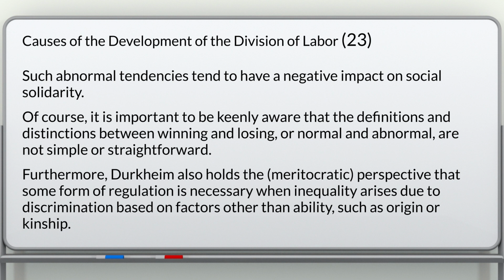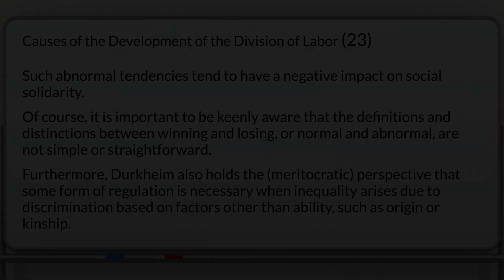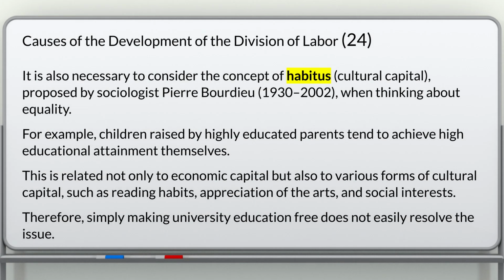Furthermore, Durkheim also holds the perspective that some form of regulation is necessary when inequality arises due to discrimination based on factors other than ability, such as origin or kinship. It is also necessary to consider the concept of habitus, proposed by sociologist Pierre Bourdieu, when thinking about equality. For example, children raised by highly educated parents tend to achieve high educational attainment themselves.